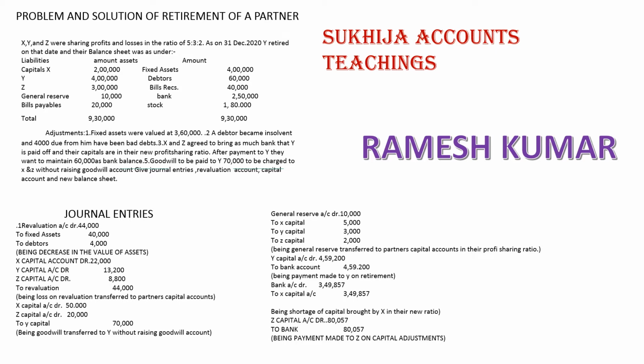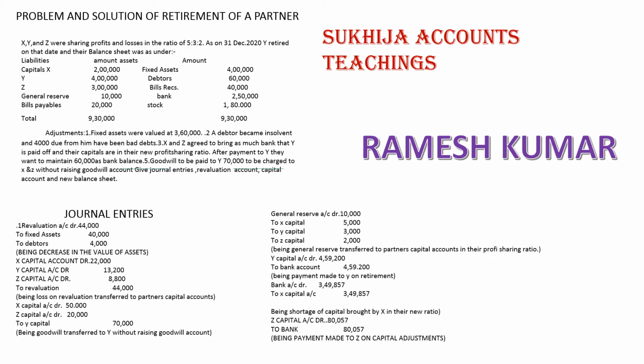Now the problem is: X, Y and Z were sharing profit and losses in the ratio of 5:3:2. As on 31st December 2020, Y retired on that date and their balance sheet was as under.